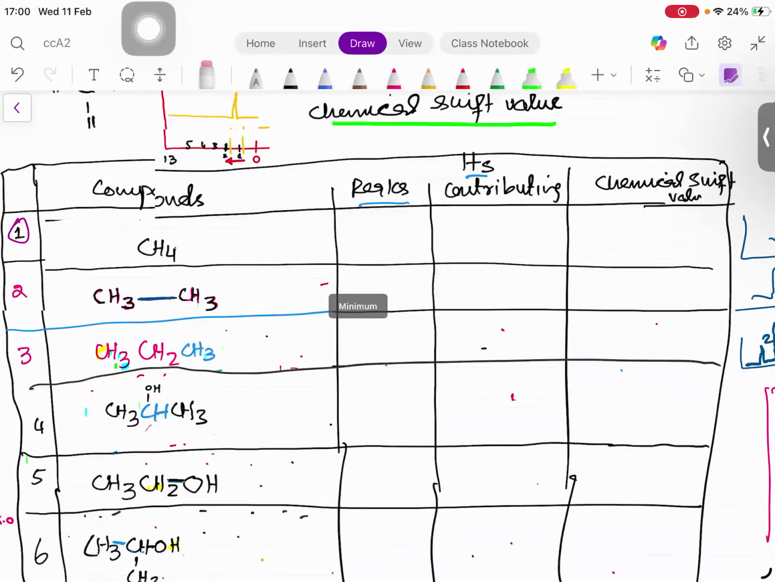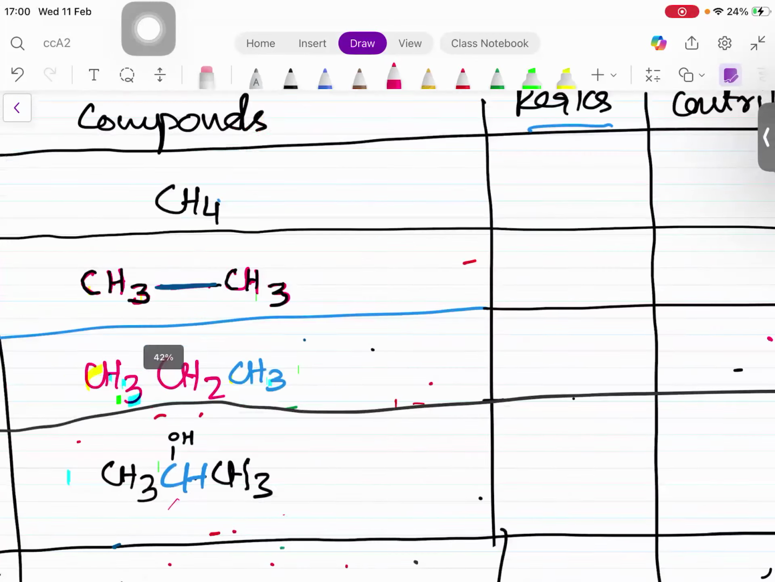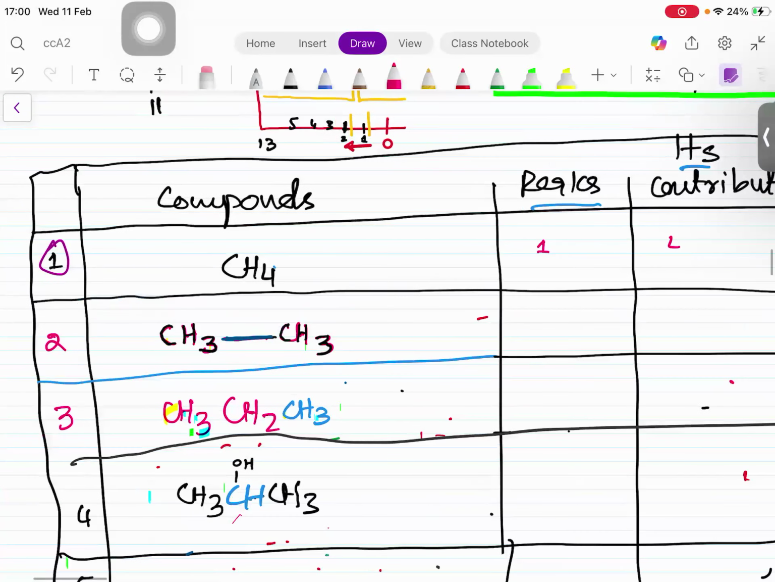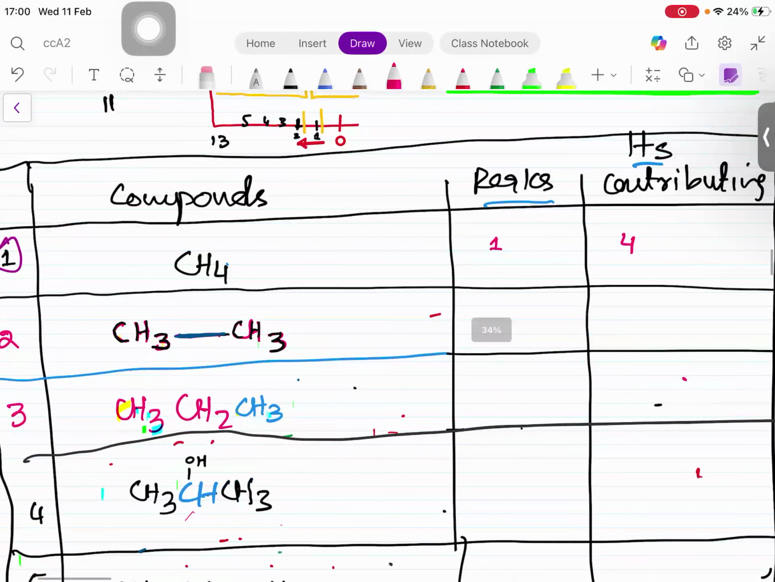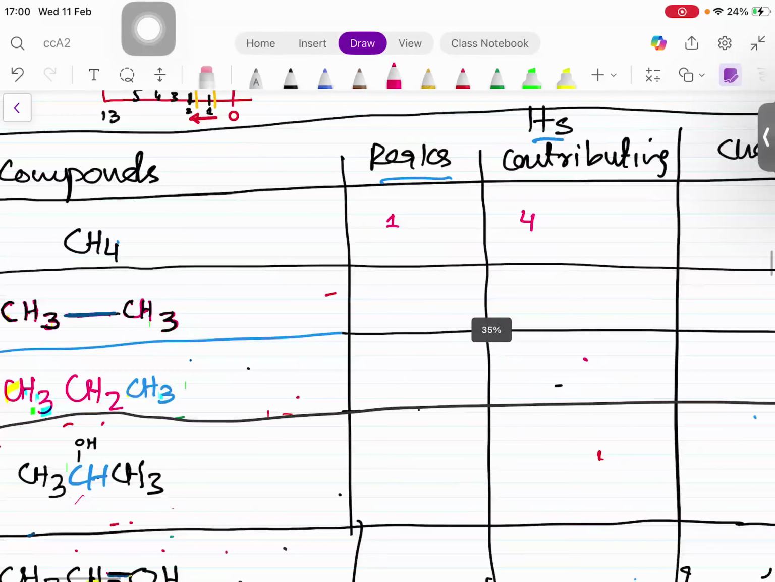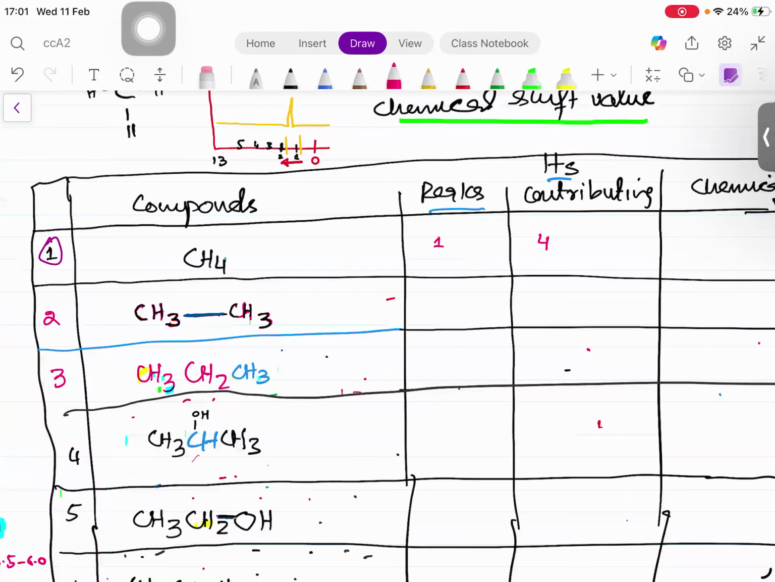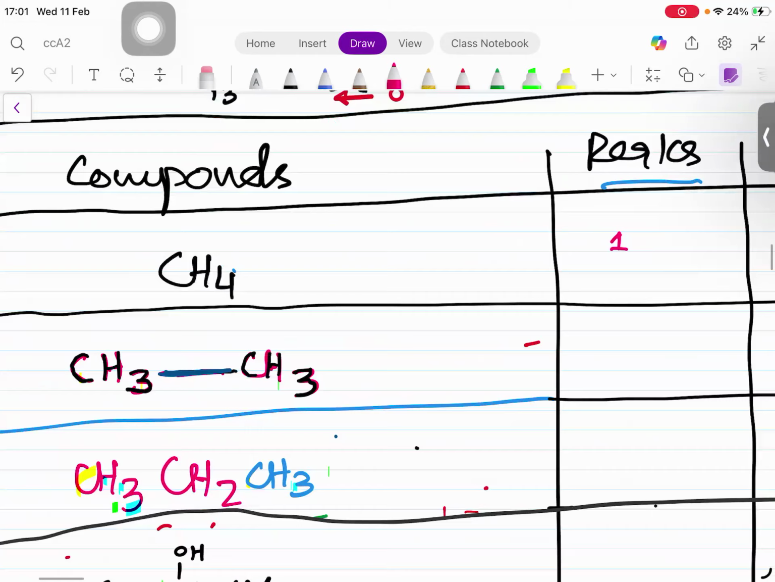First one is methane. What do you think? 1 peak. How many hydrogens contributing towards that peak? 4 hydrogens. What is the chemical shift value? Just look at the data. Yes, anywhere between 0.9 to 1.7.